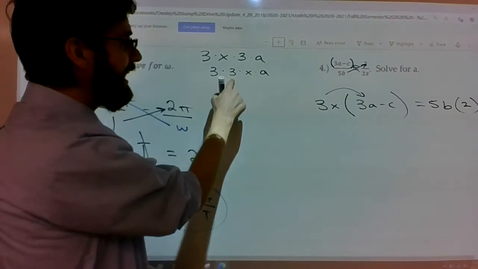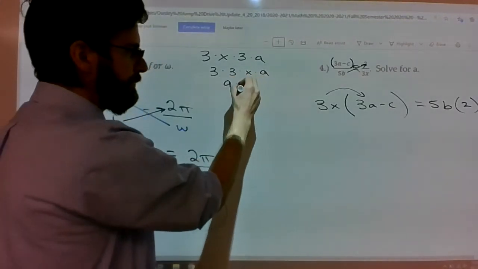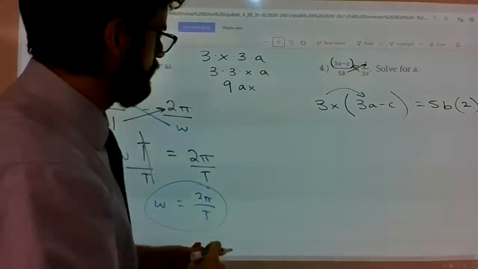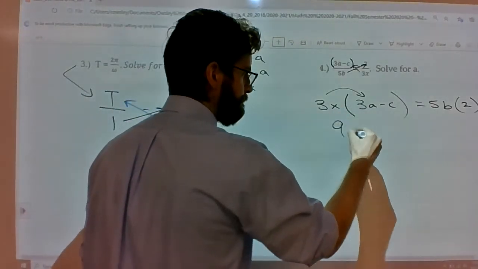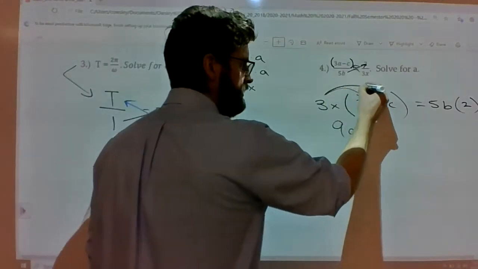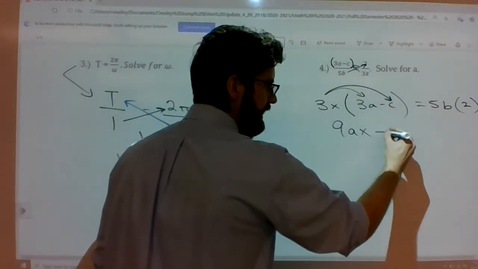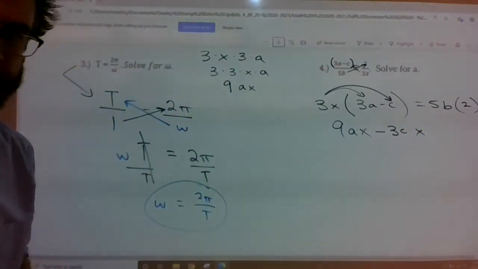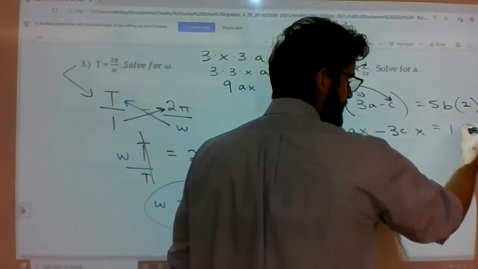3 times 3 is 9. And then I can use the commutative property again to flip these around. It's easier to put them in alphabetical order. So 9ax is going to be 3x times 3a. So then the same thing works here. 3x times negative c is going to be negative 3cx. 5b times 2 is going to be 10b.